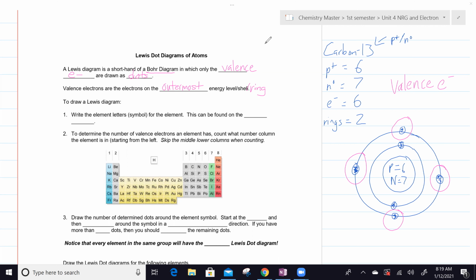All right, so this is how easy it is to do a Lewis diagram. The first thing you're going to do is write the element letters, or the symbol for the element. Where can you find the symbol for an element? What's the sheet I said you're going to need for the rest of the semester? Chemistry cruncher, very nice. The chemistry structure is our periodic table.